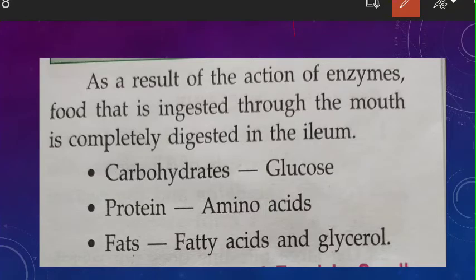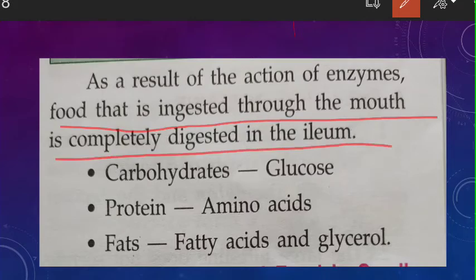So, as a result of the action of enzymes, food that is ingested through the mouth is completely digested in the ileum. Carbohydrate is digested in the form of what? Glucose. The simplified form of protein is what? Amino acids. And the simplified form of fats is what? Fatty acids and glycerol. Okay.